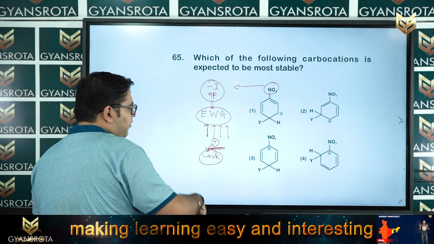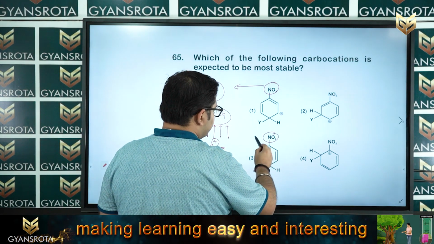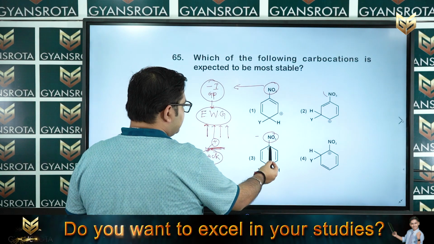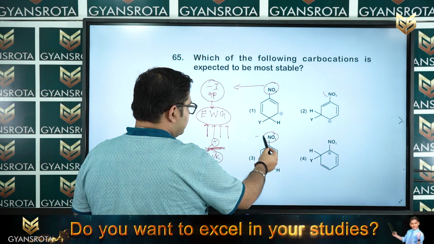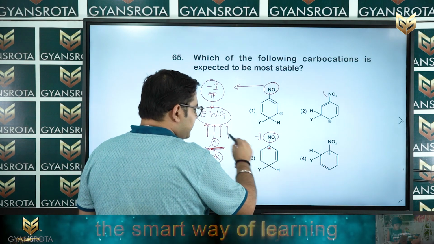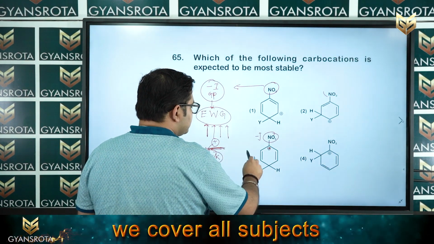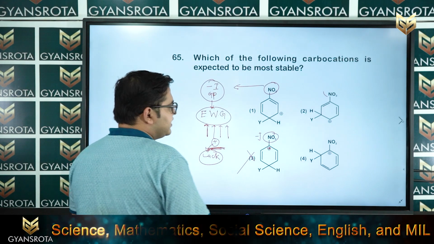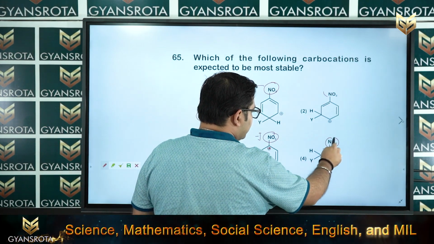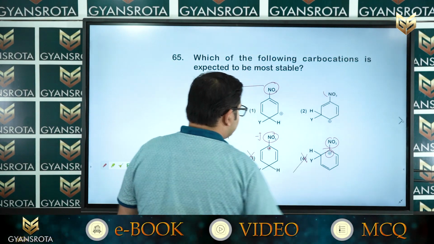Now, if you see the options, this is minus I, this is minus I, this is minus I. But here see, the positive charge is at the position nearest to this minus I group. So, this positive charge will not be stable. So, option 3 gets neglected. Now, option number 4 is also the same case, this positive charge is again at the position nearest to the minus I group. So, this is not possible.